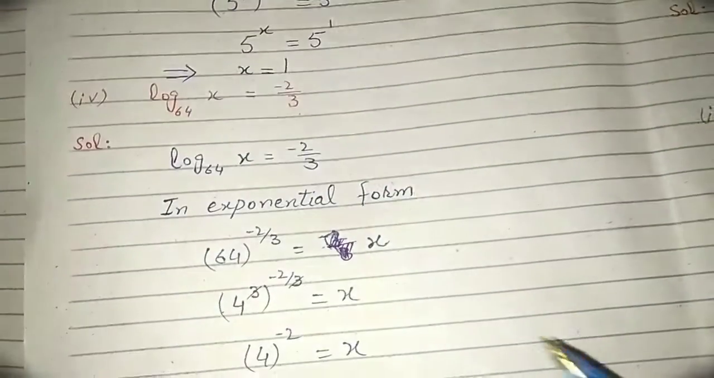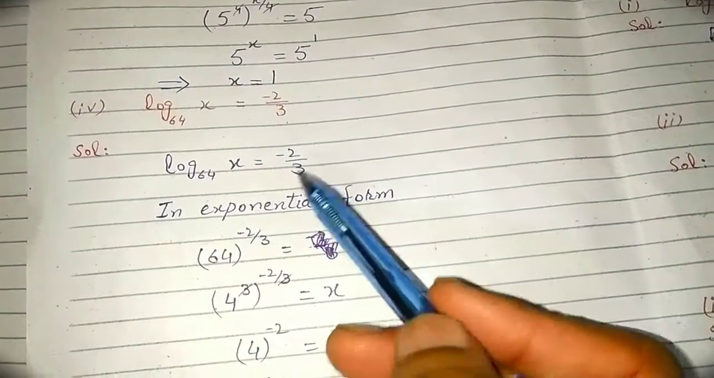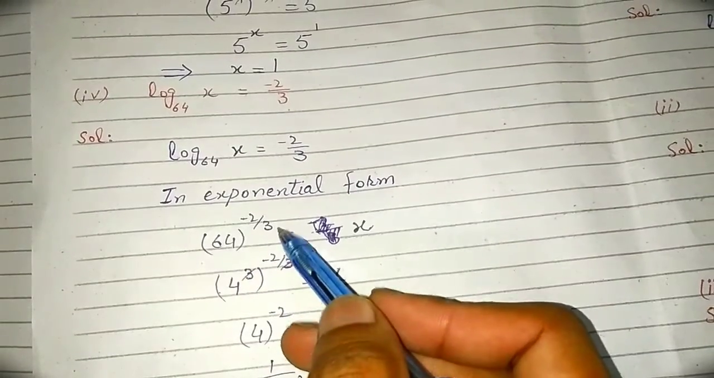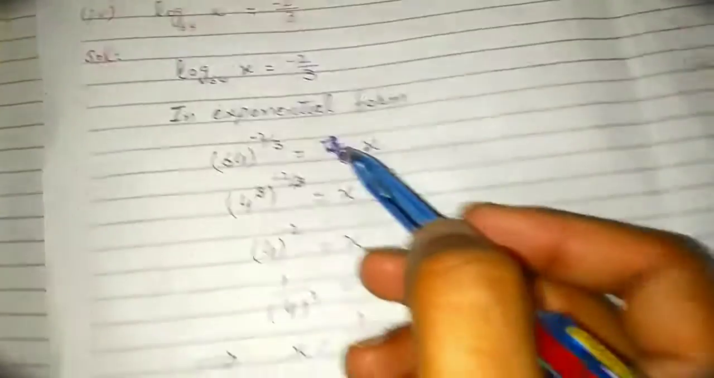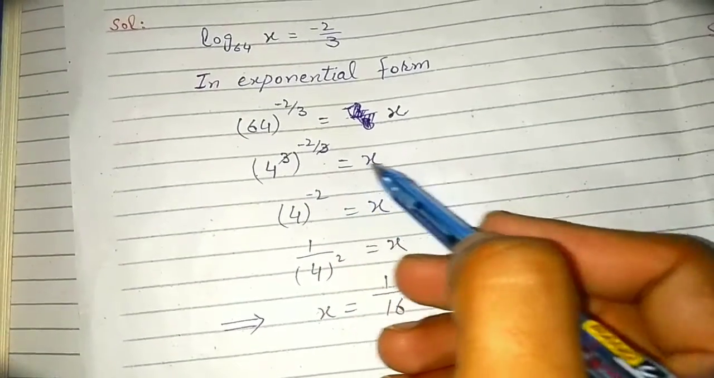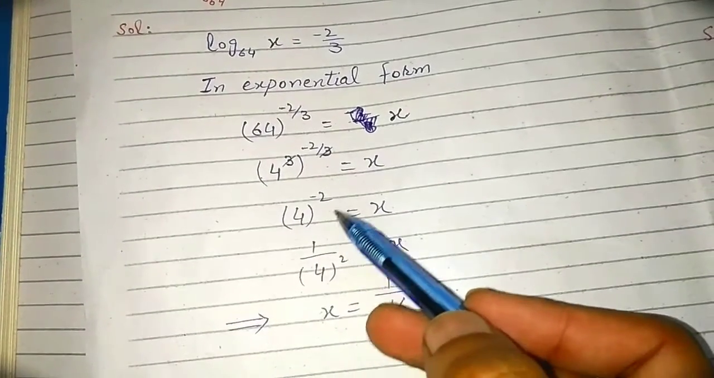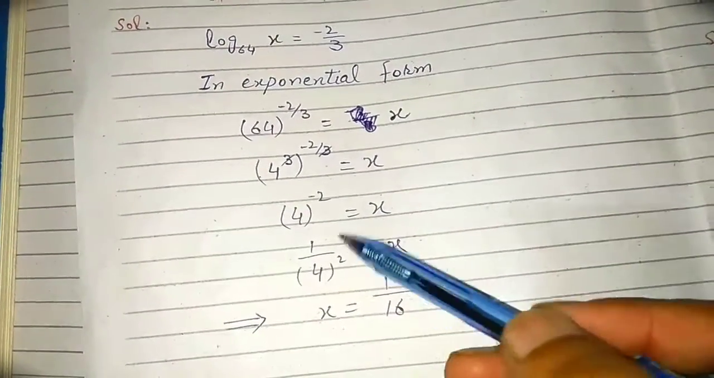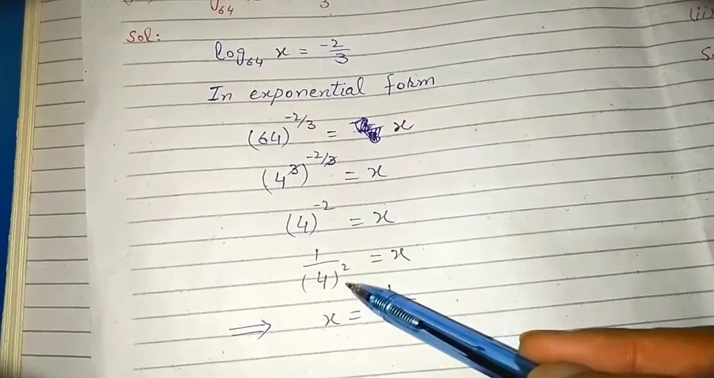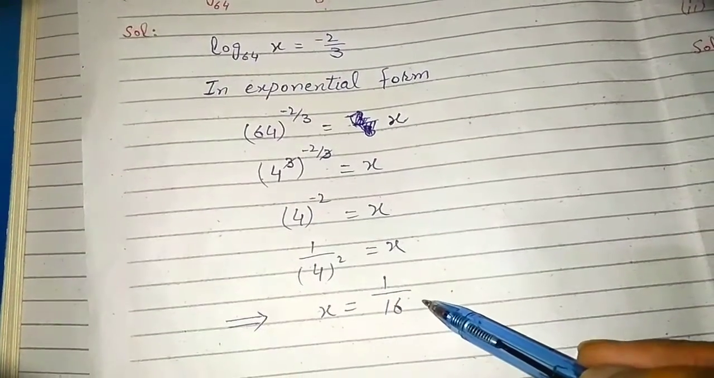Next, in part 4, log x at the base of 64 is equal to minus 2 over 3. Converting it into exponential form, 64 power minus 2 by 3 is equal to x. Now make the factors of 64, which is 4 to the power 3, whole to the power minus 2 by 3, is equal to x. This 3 will be cancelled with 3 and we get the remaining 4 to the power minus 2 is equal to x. Now taking 4 to the power minus 2 to the denominator to make it positive. Now here x is equal to 1 over 4 squared, which is equal to 1 over 16.